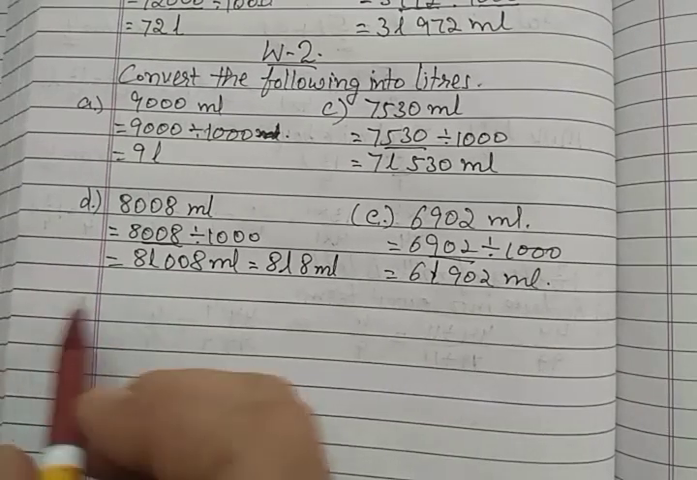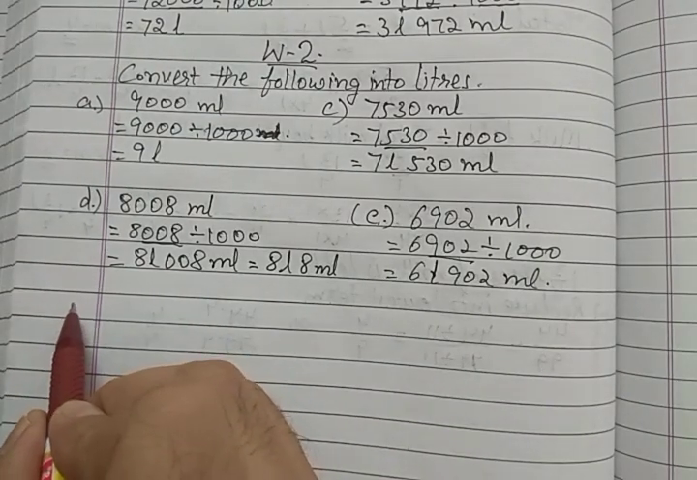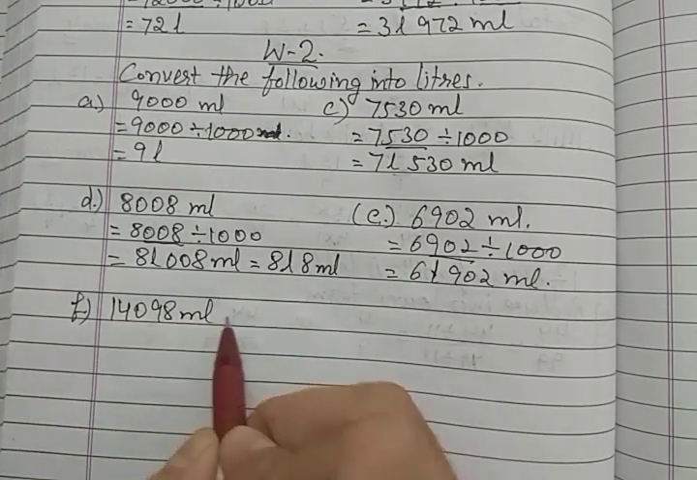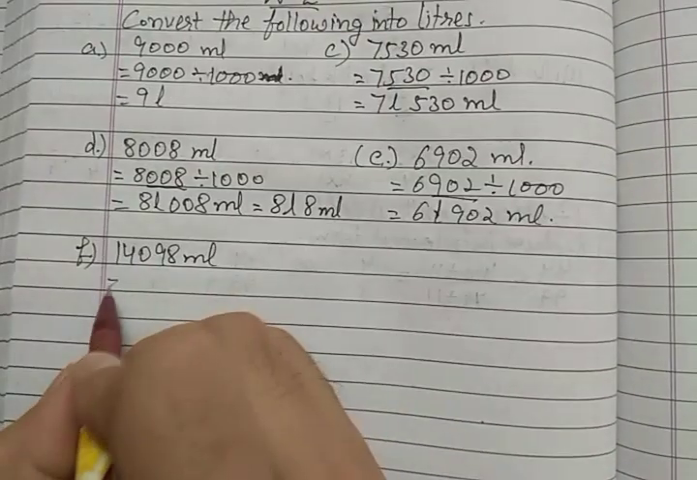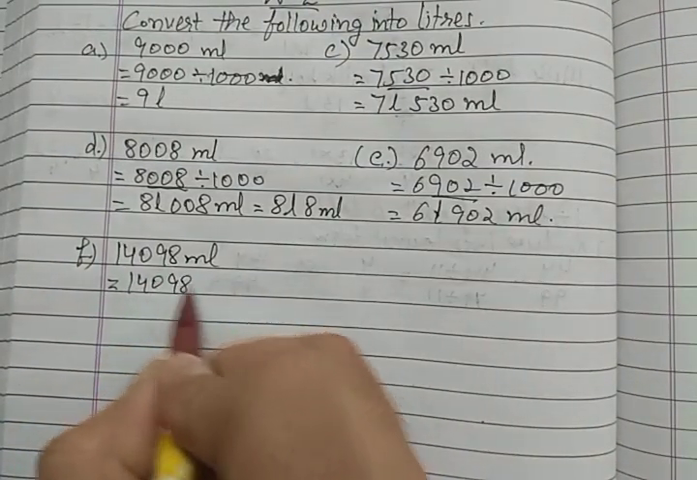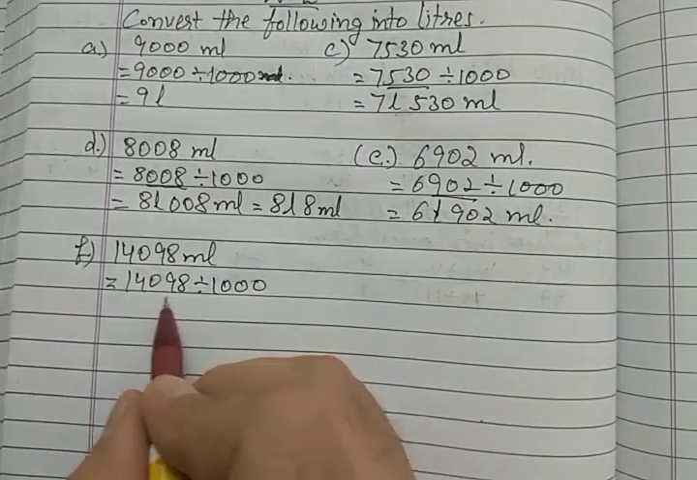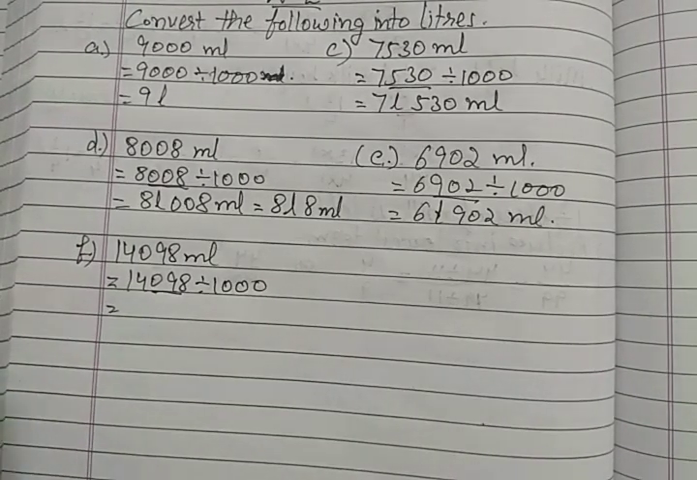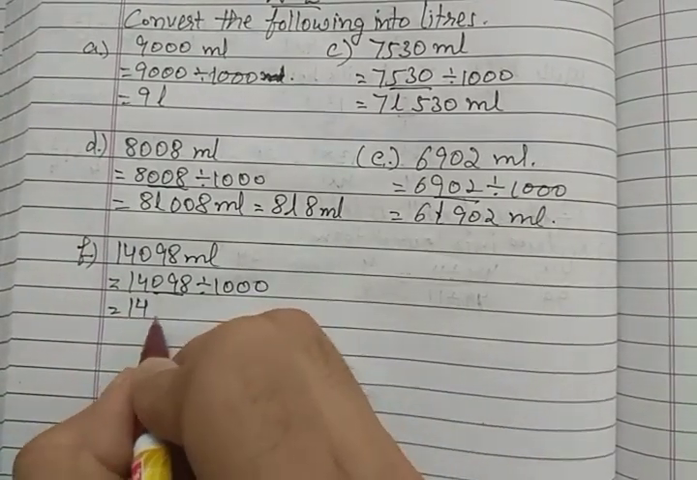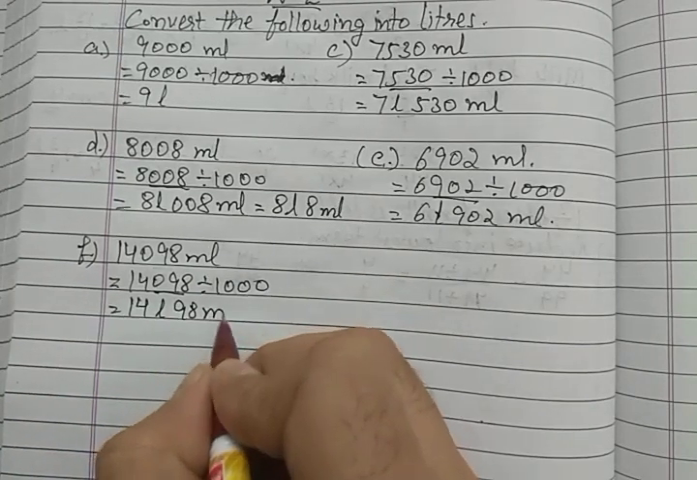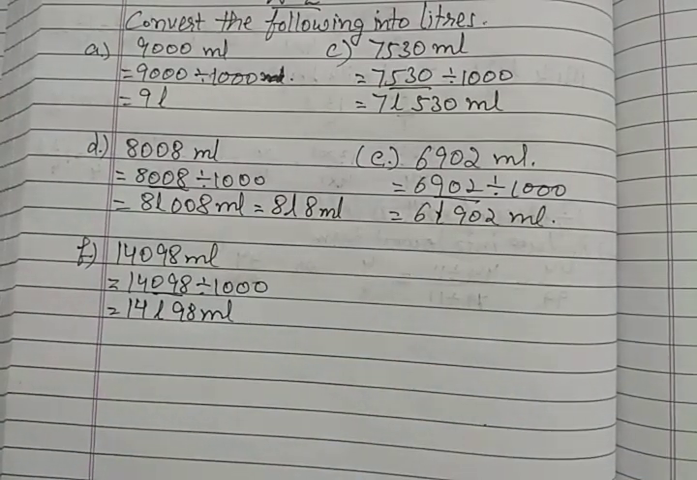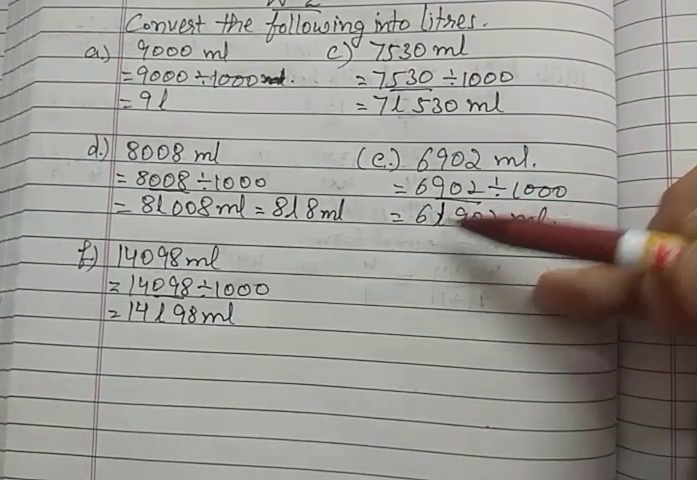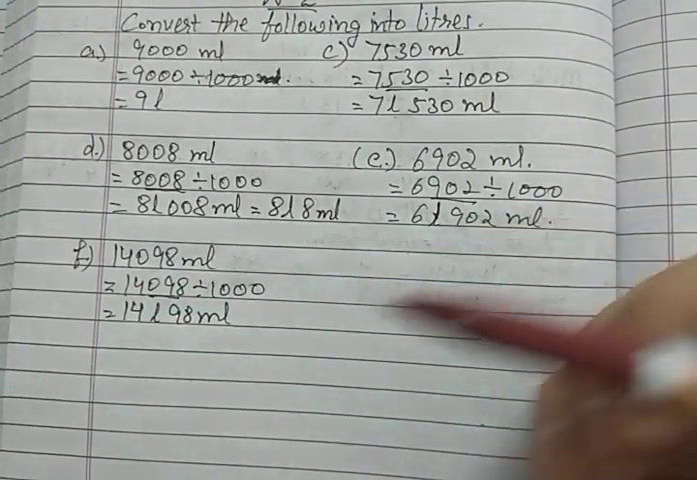Now F part, 14,098 milliliters. So again divide by 1000. Separate the last three digits. So here, how many digits are left now? 2 digits. So that is 14 liters and 98 milliliters. Here only 1 digit was left, so you wrote 1 digit in liters. Here 2 digits are left, so it will be a 2-digit number, 14 liters.